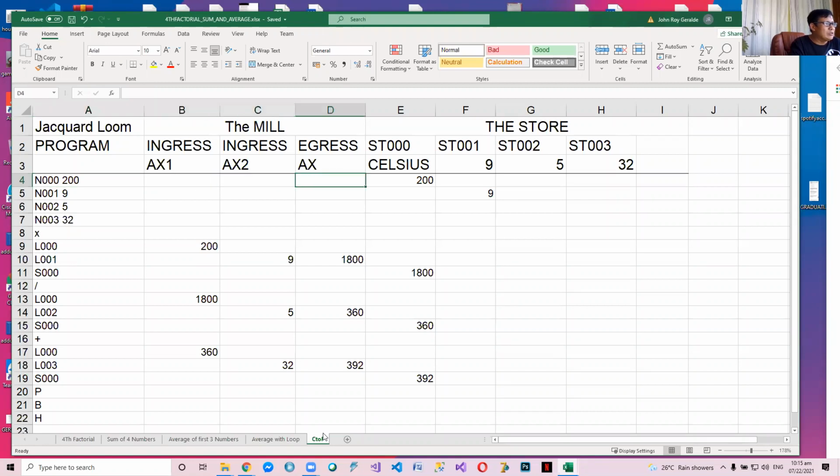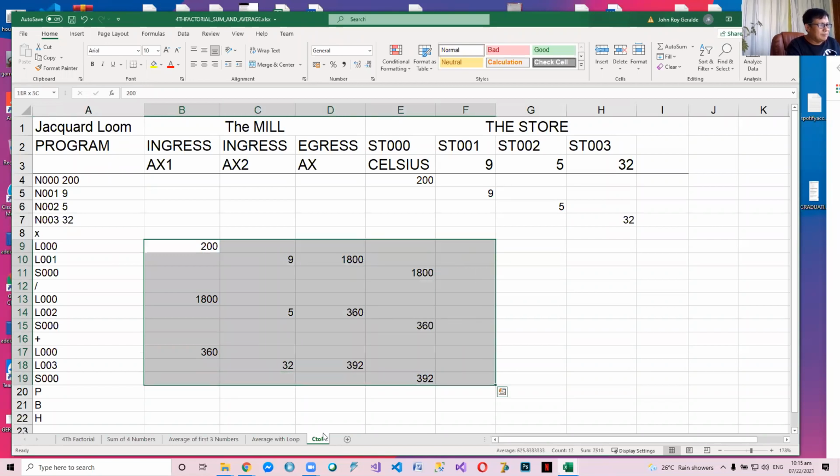So N002 is 200, this is our Celsius. And then 9 is our multiplier. 5 is our divisor. This is 5 here. And 32 is our final addend. Let's erase this. Okay. Do you follow?